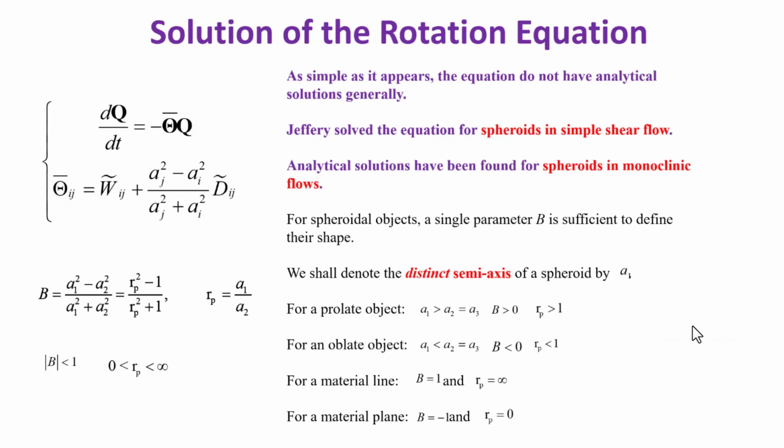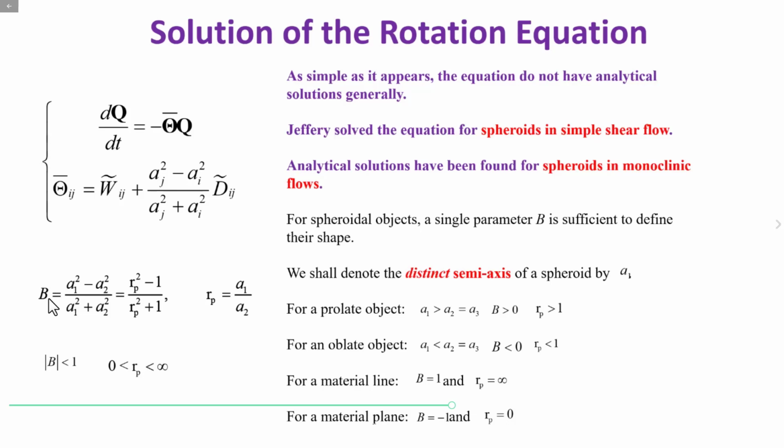To solve this equation analytically is not possible unless it's for simple situations, if the flow field is monoclinic and the object is spheroidal. A spheroidal object is an ellipsoid with rotational symmetry. If an object is spheroidal, then its shape can be described by just a single parameter, b.